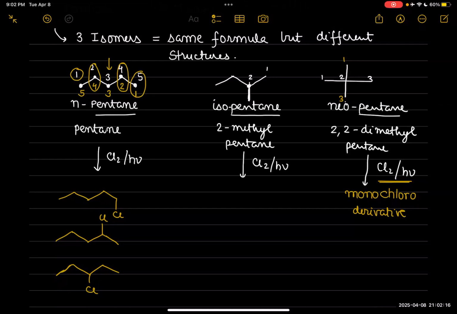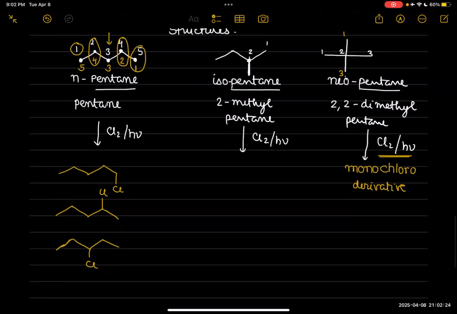From any plane, it is symmetrical. Zainab, are you getting it? Could you explain it again? How I'm asking is, is this carbon different from this one and this one and this one, or are they all the same? They are the same. So while putting the chlorine, should I consider them separate and put chlorine one by one to get different products, or will all the products be the same? All the products are going to be the same.